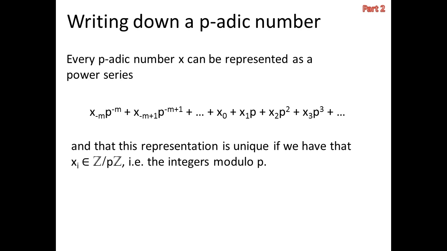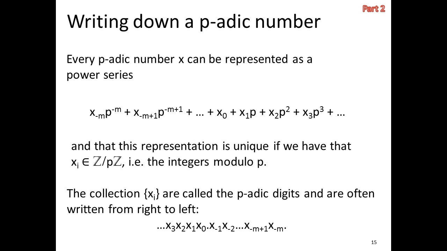Turns out that the representation is unique if we restrict that the x_i's are in the integers mod p, so that is that the x_i's are either 0, 1, 2, 3 up to p minus 1. And we call the collection of the x_i's the p-adic digits, and we often write them from right to left. So this is the notation. We could either use this notation or this notation, and we can interchange between them quite easily. So let's have a look at an example now.